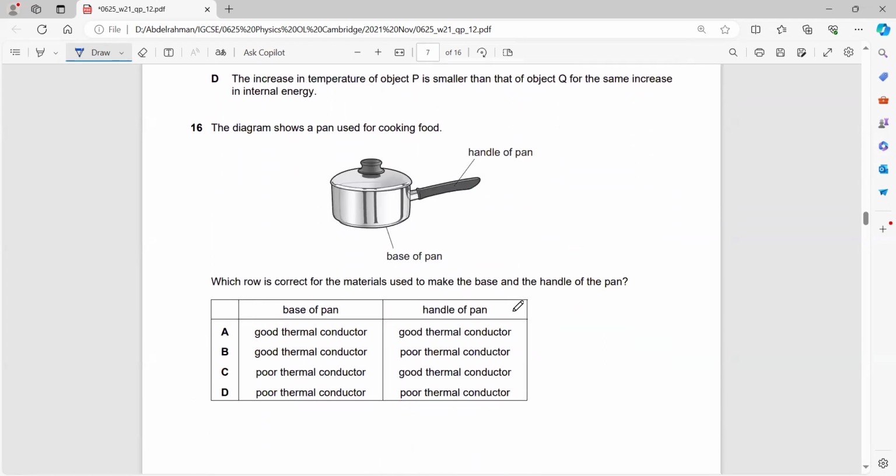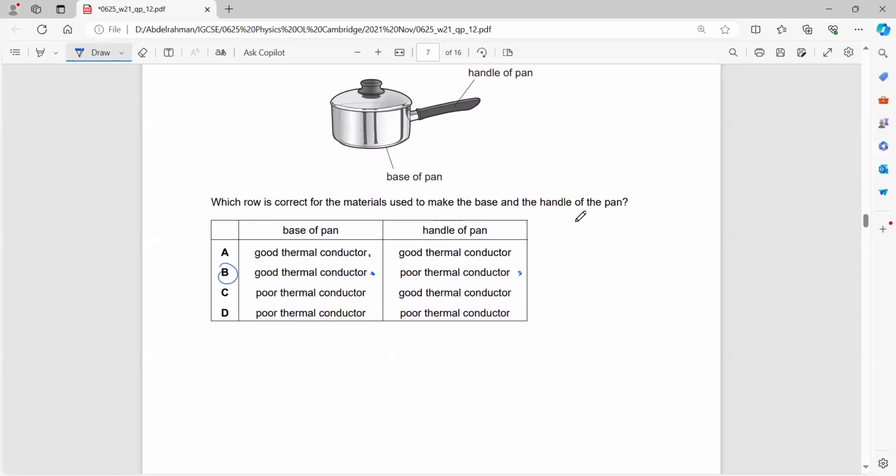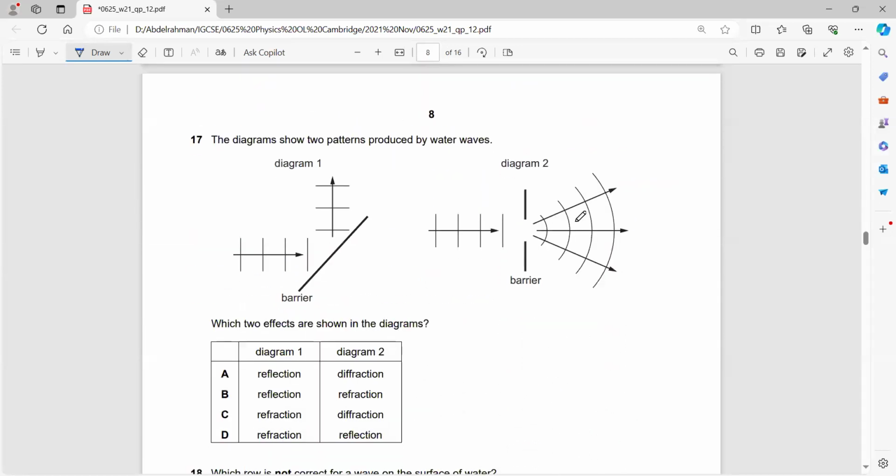Question 16. The diagram shows a pan used for cooking food, the base of the pan and the handle of the pan. The base should be made of a good conductor, definitely. And the handle should be made of a poor conductor so that you can hold it.